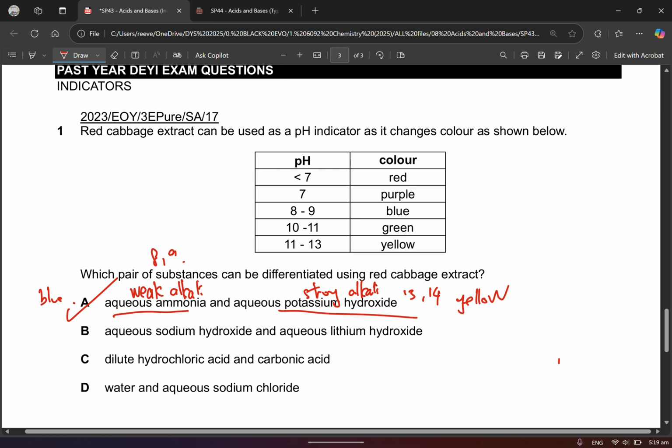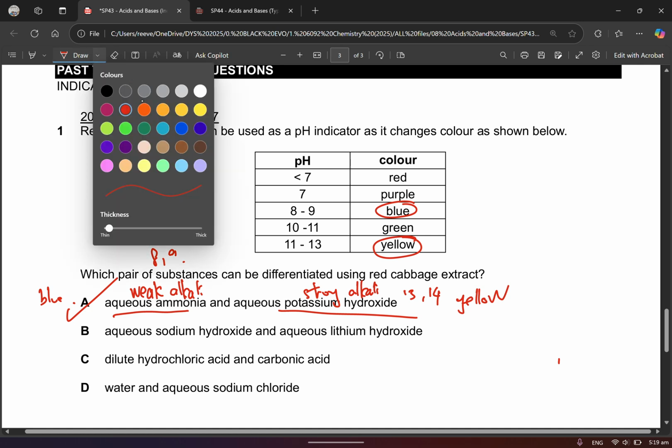So A looks probable. If I dip red cabbage inside, I'll see a blue color. I dip into potassium hydroxide, I see a yellow color. So I can differentiate easily between which one is potassium hydroxide and which one is the other.